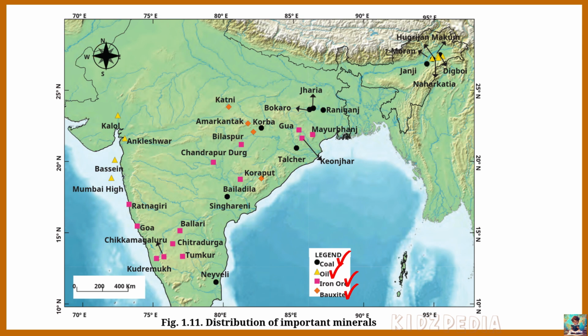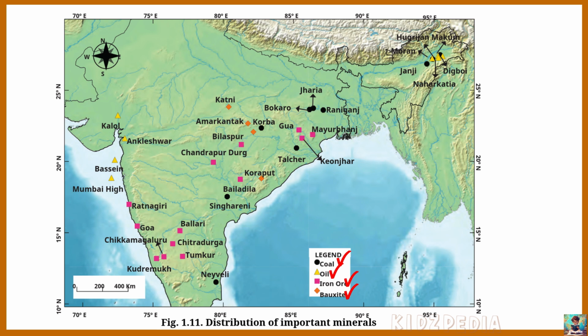Oil is found in limited regions such as Mumbai High, Ankleshwar, Kalol, Bassein, in Assam, Digboy, Naharkatia, Ugurjan and Moran. So oil is mainly found in western offshore areas and northeastern regions. Iron ore is found in Ballari, Chitradurga, Kudremukh, Ratnagiri, Goa, Tumkur, Chikmagaluru and Durg, Chandrapur and Bailadila, Mayurbhanj, Keonjhar, Goa. So iron ore is mostly found in southern and eastern India.